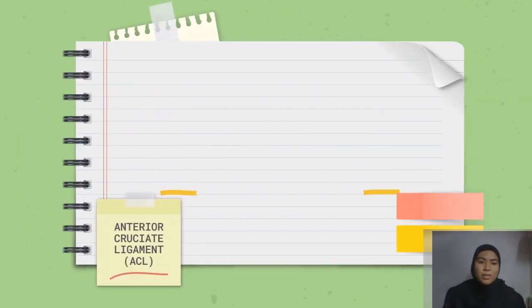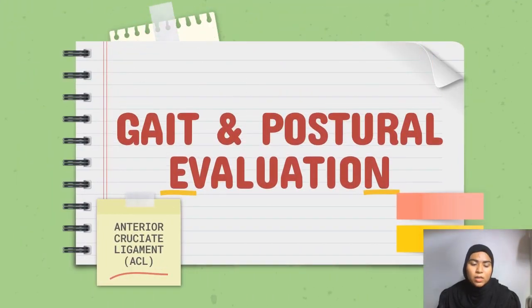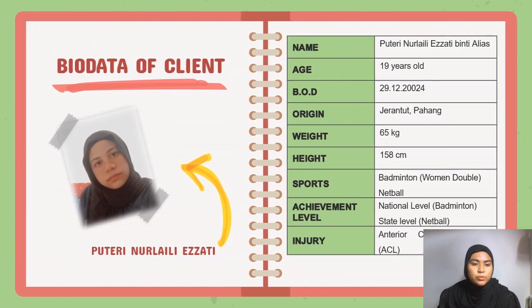And now I will present the biodata of my client. My client's name is Putri Izzati binti Alias, and she is 19 years old. Her date of birth is 29 December 2002, and she is from Jantuk, Pahang. She is 65 kg and 158 cm, and the sports she is involved in are badminton and netball.